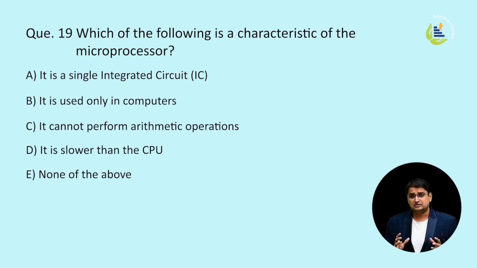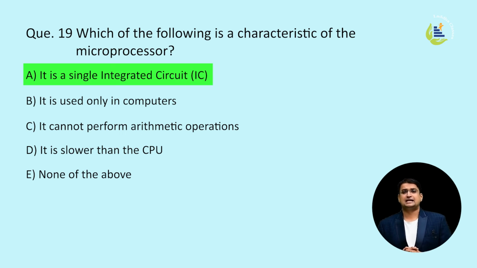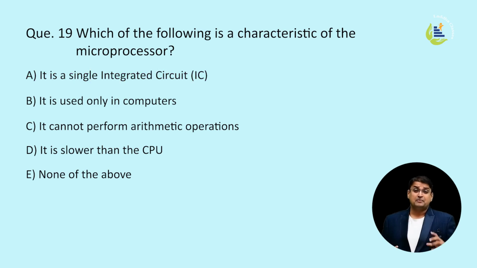Question 19. Which of the following is a characteristic of the microprocessor? Options are, it is a single integrated circuit. It is used only in computers. It cannot perform arithmetic operations. It is slower than the CPU. None of the above. Correct answer option is A. It is a single integrated circuit.